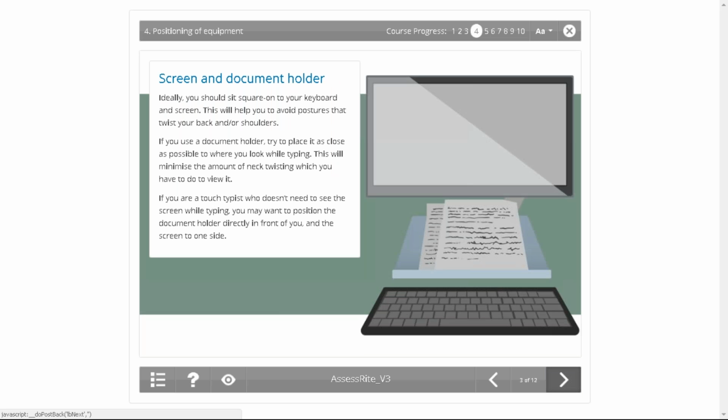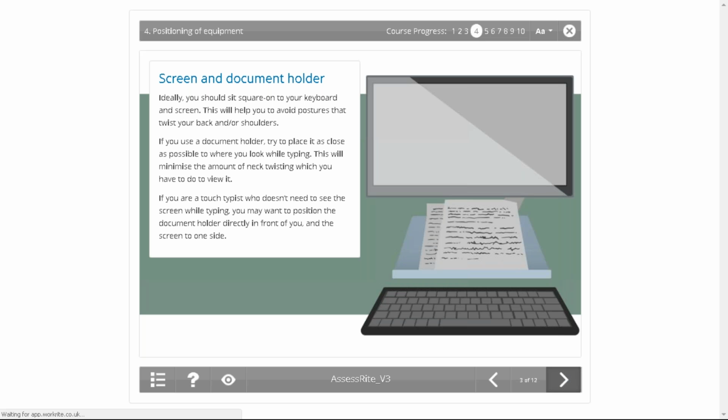Ideally, you should sit square onto your keyboard and screen. This will help to avoid postures that twist your back and/or shoulders. If you use a document holder, try and place it as close as possible to where you look whilst typing. This will minimize the amount of neck twisting which you have to do to view it. If you're a touch typist who doesn't need to see the screen while typing, you may want to position the document holder directly in front of you and the screen to one side.